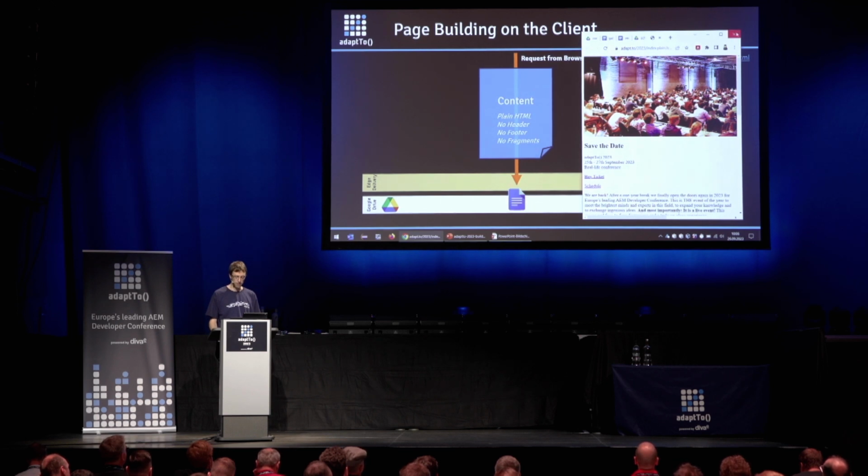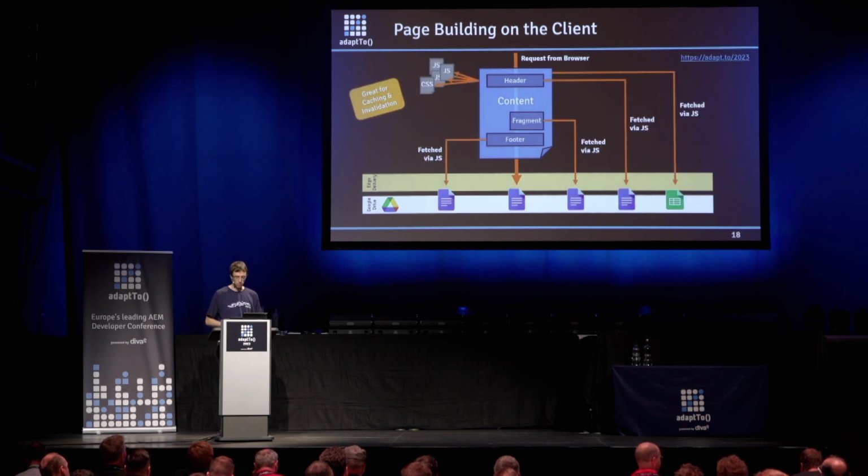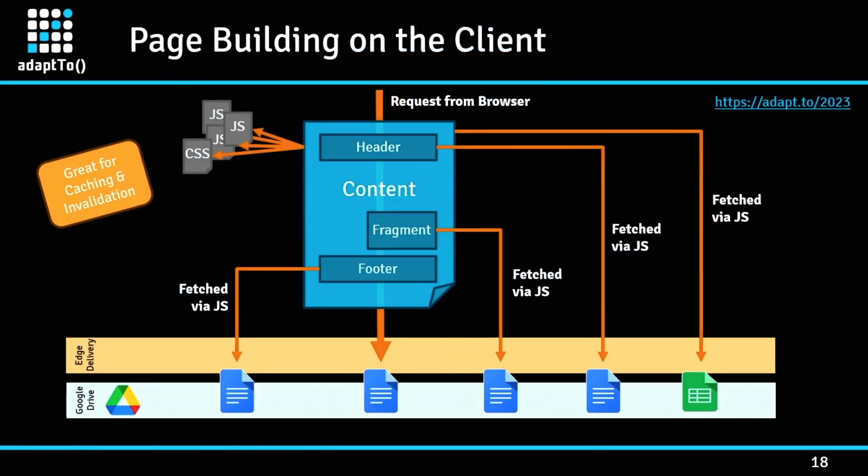Where does the other stuff come from? Well, we have nothing in the document, but we have JavaScript. So we are doing a lot of additional requests via JavaScript. We are fetching the footer from a separate document. We are fetching the header with navigation from a separate document. We are fetching a couple of fragments, two in our case, via JavaScript, and probably additional Excel sheets or JSON, and of course, a lot of JavaScript and CSS files. All these are separate requests fired via JavaScript from the browser.